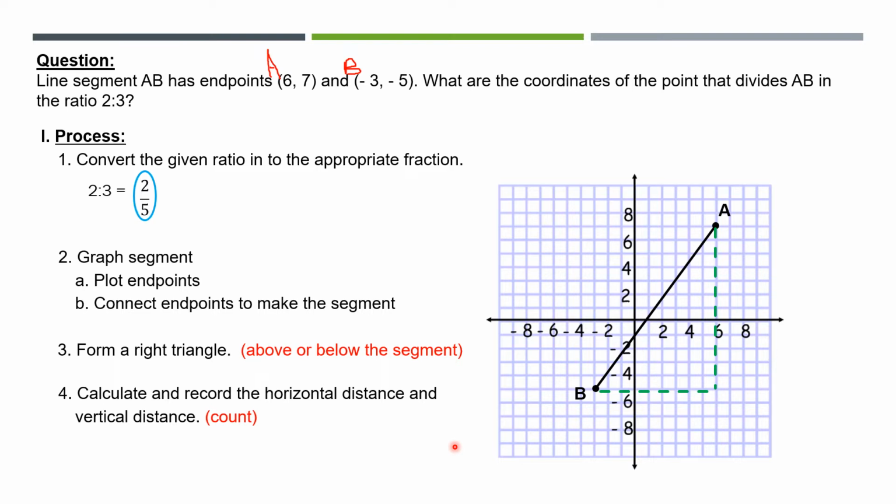Number 4, you're going to use the horizontal and vertical legs to actually calculate those lengths. So again, you can count them, or you can use the distance formula and just subtract them. So 6 minus -3, or you can count 1, 2, 3, 4, 5, 6, 7, 8, 9. So that's 9. Horizontally, that is 9. Vertically, again, you can subtract 7 minus -5, which is 12, or you can count the spaces. 1, 2, 3, 4, 5, 6, 7, 8, 9, 10, 11, 12.